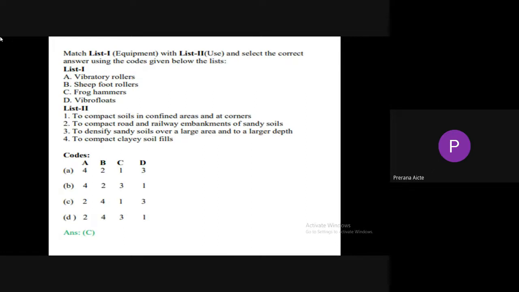So here, match the list. List 1 consists of A, vibrating rollers, B, sheep foot rollers, C, frog hammers, D, vibro floats. List 2 consists of 1, to compact soils in confined areas and at corners, 2, to compact road and air embankment of sandy soils, 3, to densify sandy soils over a large area and to a larger depth, and 4, to compact clay soil fields.